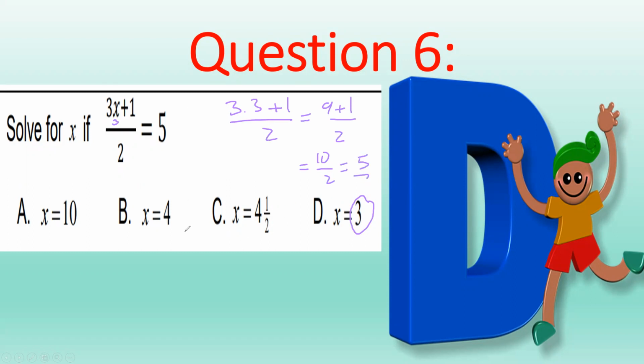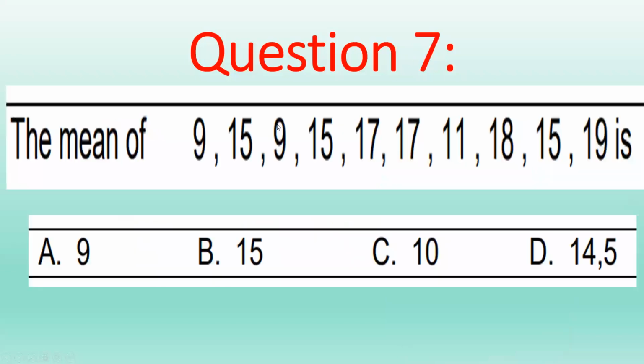It is a multiple choice question. If you want, you can try each option. That's another way to get x. All right, we have done our question 6, the first question for today. And then we are going to carry on with number 7. The mean of 9, 15, 9, 15, 17, 17, 11. So you have too many numbers here. They are asking you for the mean. So what does it mean? What is the mean?